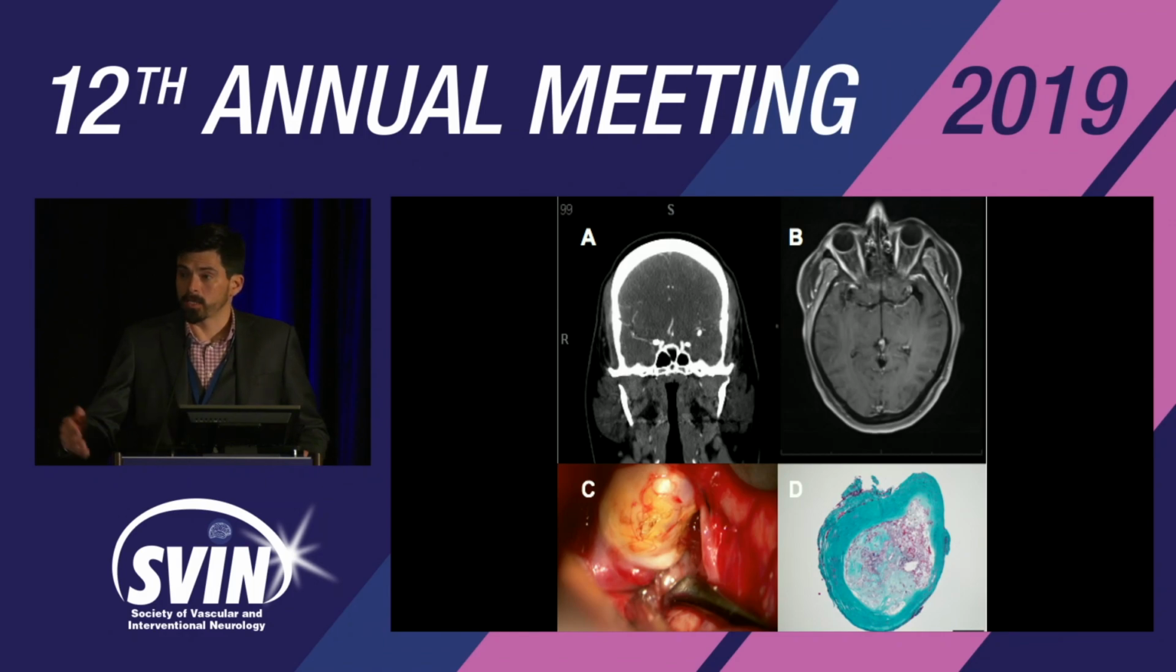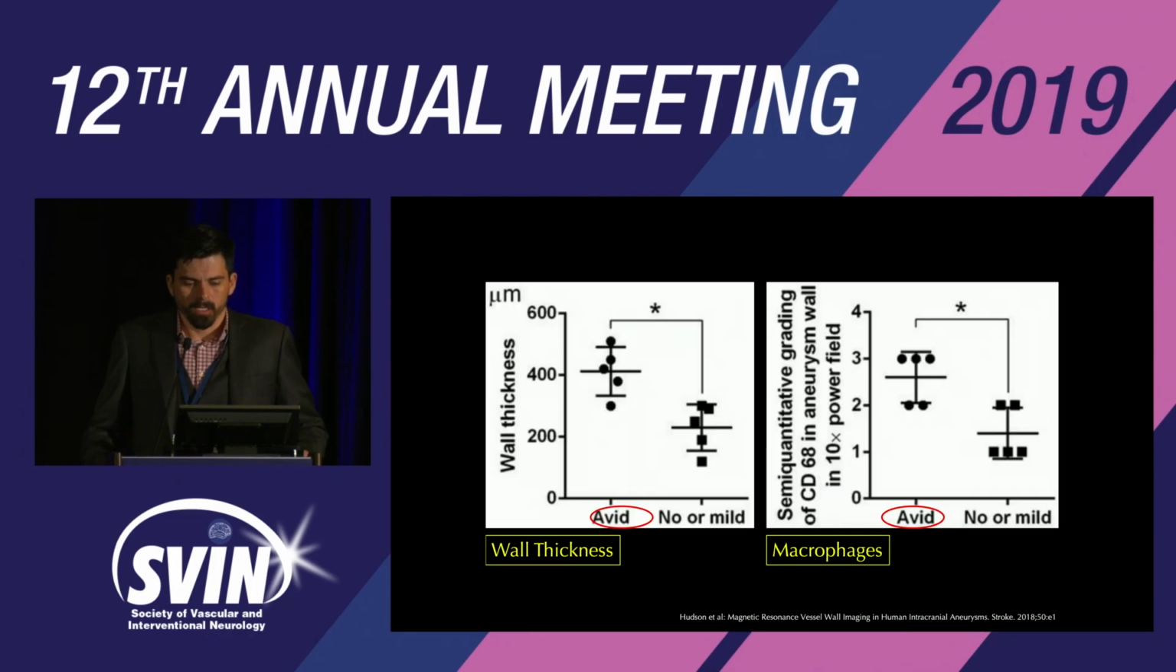We have another case of a different aneurysm that did enhance. You see it on the CTA and on the axial CT MRA. There's contrast enhancement of the left MCA aneurysm. Again, the aneurysm was clipped. The tissue was sent for pathology. And interestingly, we found that there was increased concentration of macrophages in the aneurysms that enhance.